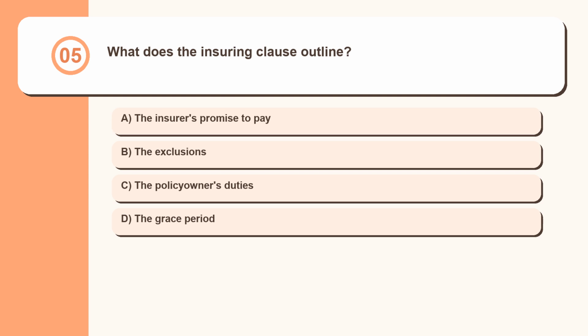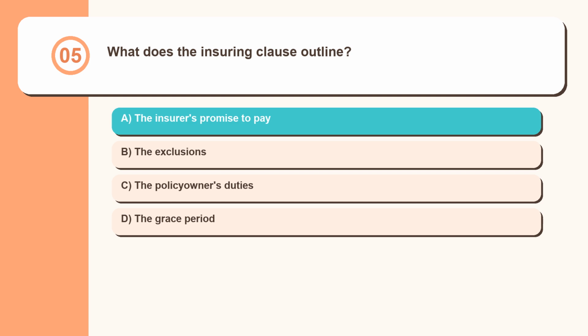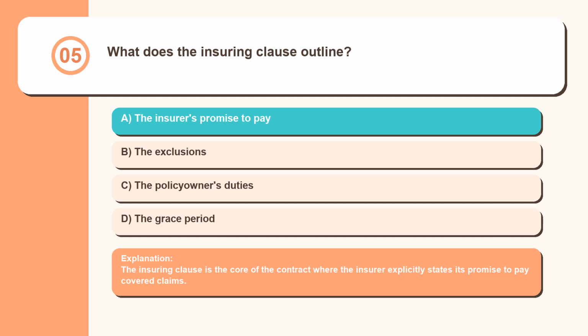Question 5. What does the insuring clause outline? The insurer's promise to pay, the exclusions, the policy owner's duties, the grace period. The insuring clause is the core of the contract where the insurer explicitly states its promise to pay covered claims.